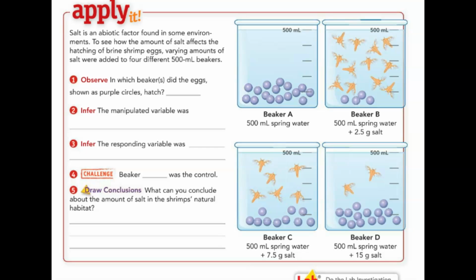I would say that probably their natural habitat has a similar amount of salt to beaker B, because that is where the most eggs hatched. I know that in beaker A none of the eggs hatched, so there has to be salt water in the shrimp's natural habitat. It looks like in beaker D only 2 hatched, beaker C, 6 hatched, and beaker B, more than 6 hatched that I can count just by looking at the picture. So probably beaker B is the closest to what their natural habitat is.